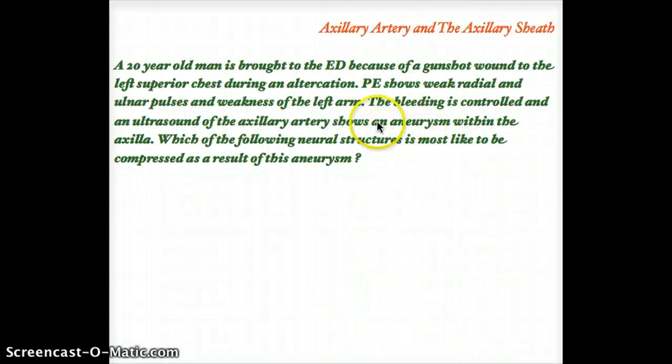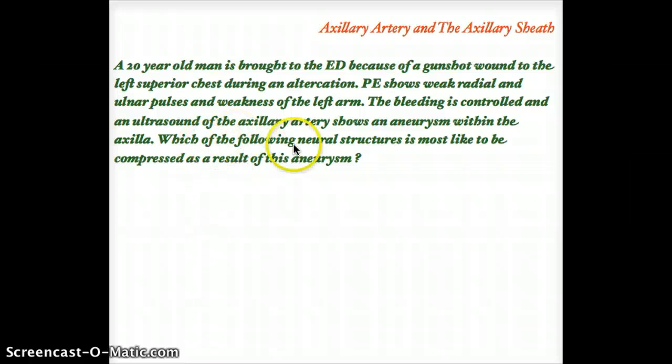So now let's go back to our example and talk about it. In our example, it says that the bleeding is controlled and the ultrasound of the axillary artery shows an aneurysm within the axilla. Which of the following neural structures is most likely to be compressed? I didn't write down the options because this is not a question where you can guess. You just have to know.